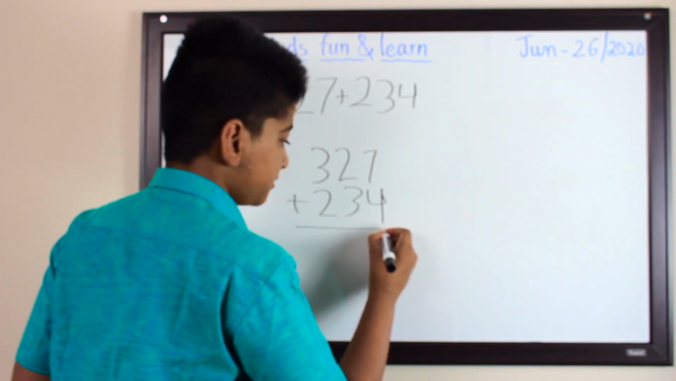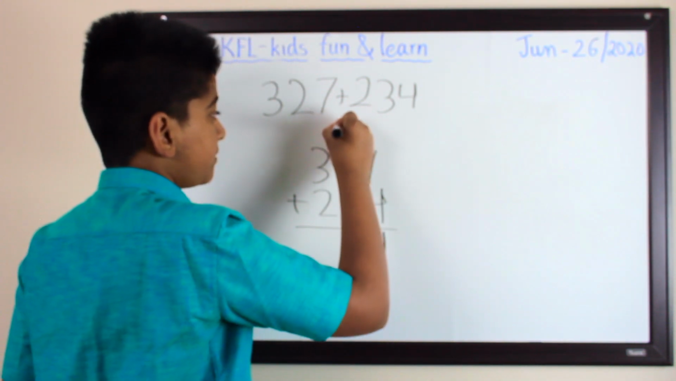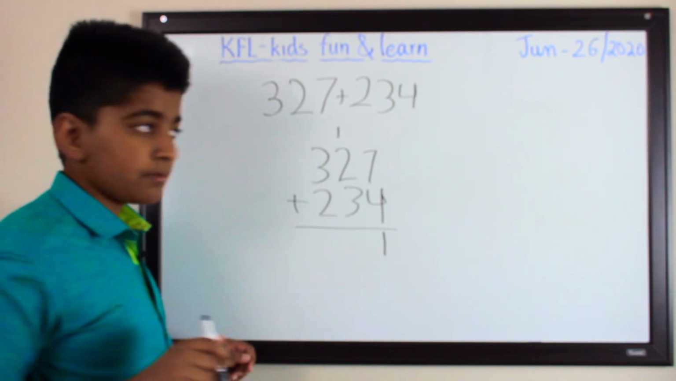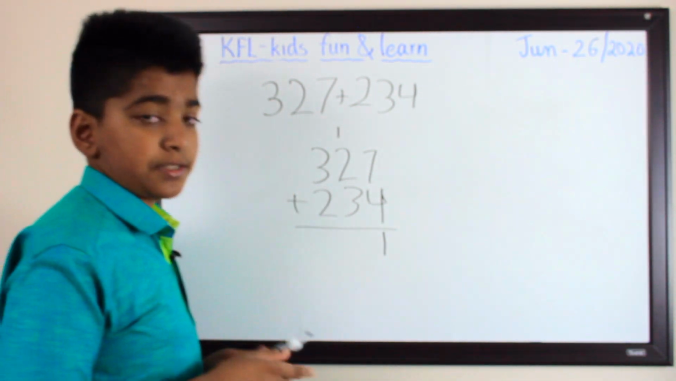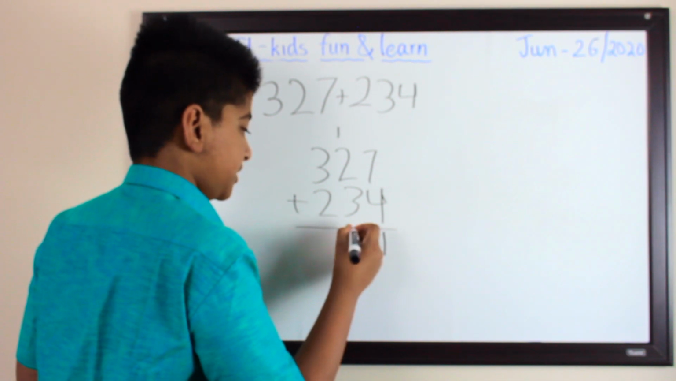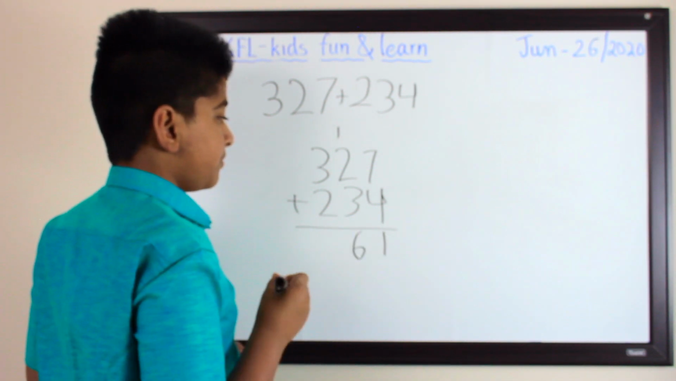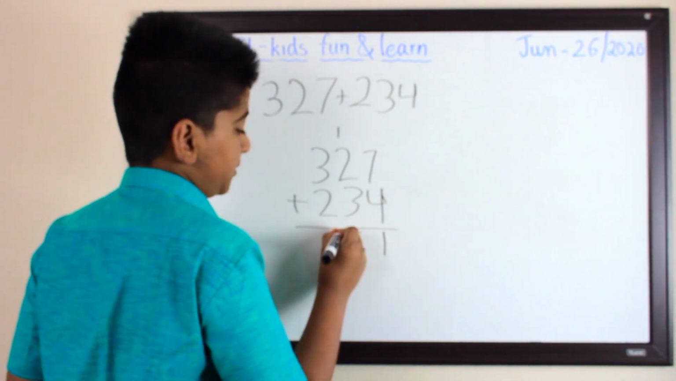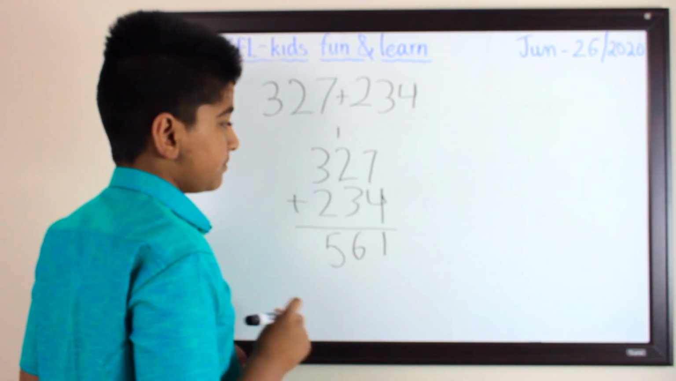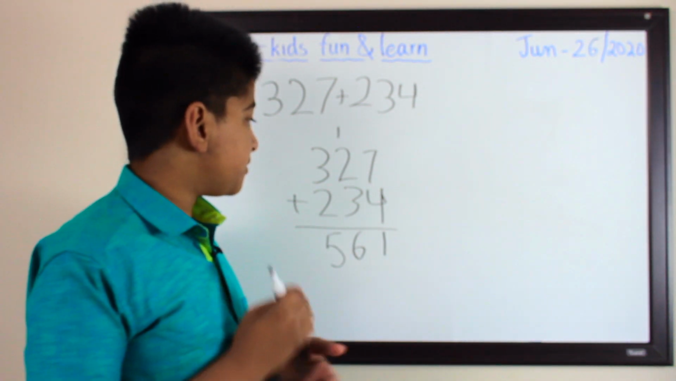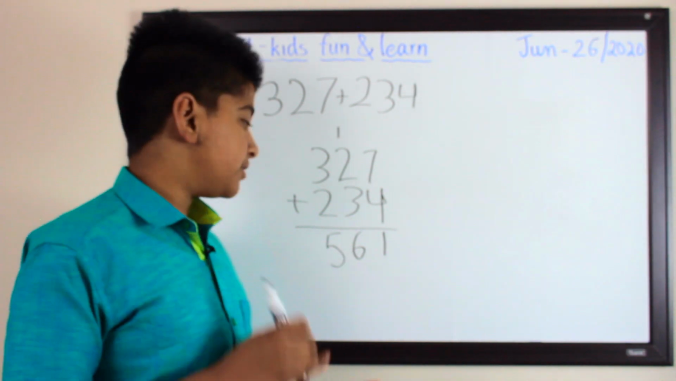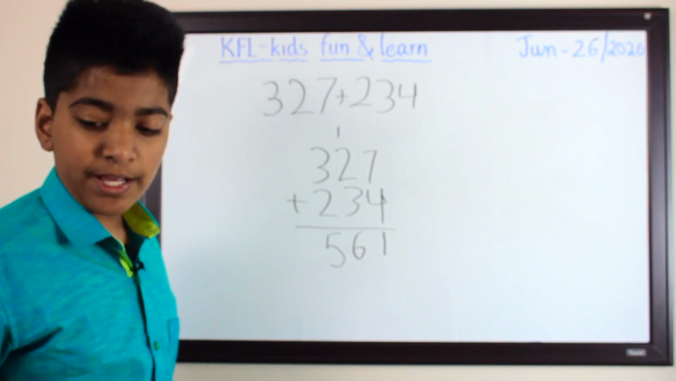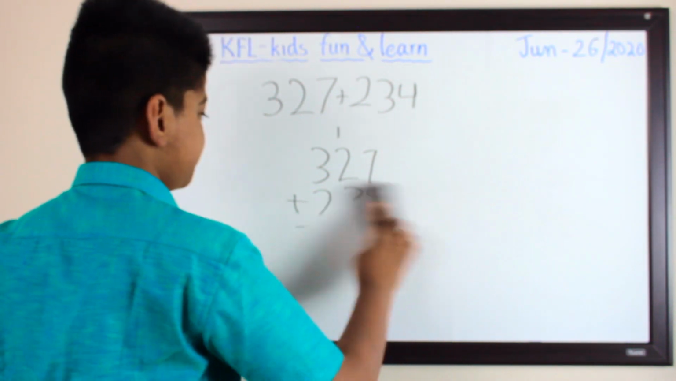So first digit goes here, second digit goes up here, and let's add more. 1 plus 2 is 3, and 3 plus 3 is 6. So we put a 6 right here. And 3 plus 2, you know that's 5. So again, put a 5 just down here. So 327 plus 234 equals 561. How about let's try some bigger numbers.